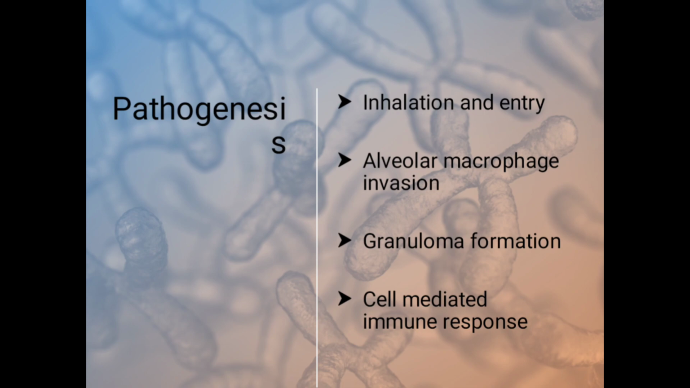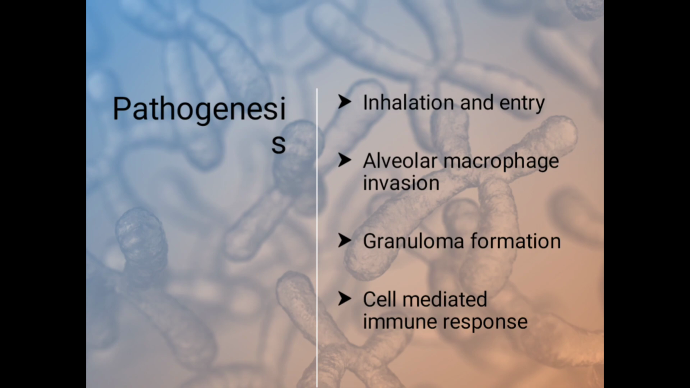And the second one is alveolar macrophage invasion. In this, Mycobacterium kansasii has the ability to invade alveolar macrophages, the immune cells responsible for clearing pathogens from the lungs. And the third one is granuloma formation. The immune response is activated, leading to the formation of granulomas, organized collections of immune cells attempting to contain the infection. Mycobacterium kansasii can persist within the granulomas, contributing to chronicity.